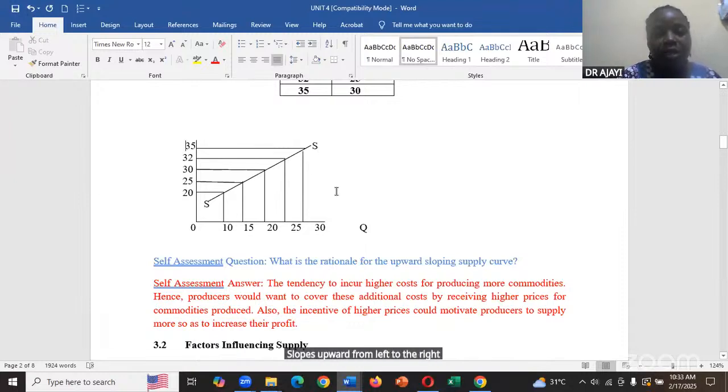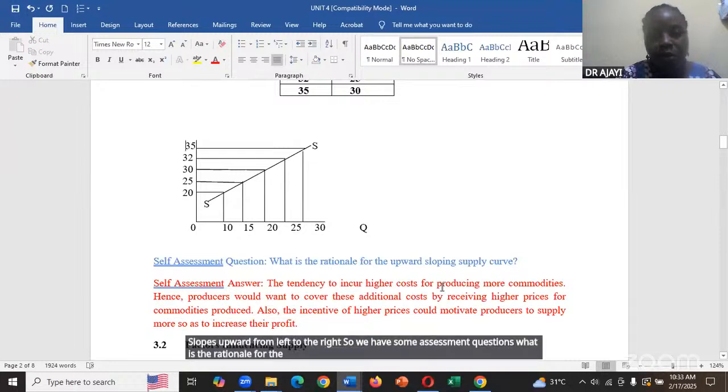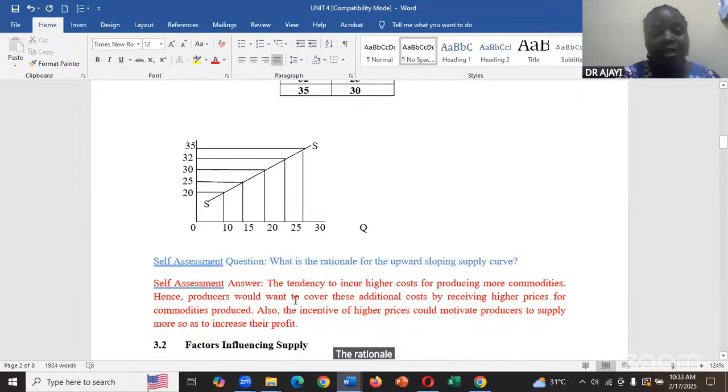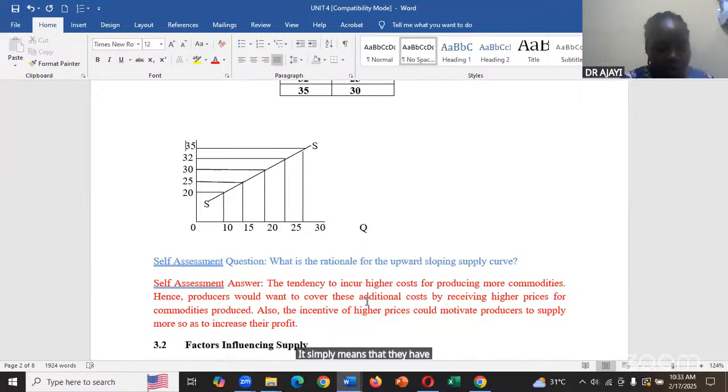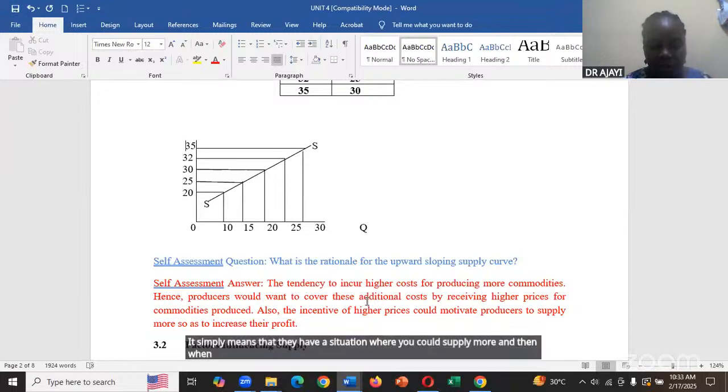So we have an assessment question. What is the rationale for the upward sloping supply curve? The rationale, I've already answered, is that there is a tendency for suppliers to want to increase the quantity supplied once they know that it is fetching higher prices. So why does the curve slope upward? It simply means that they have a situation where they could supply more when the price is high.